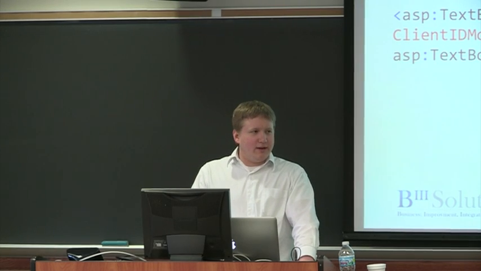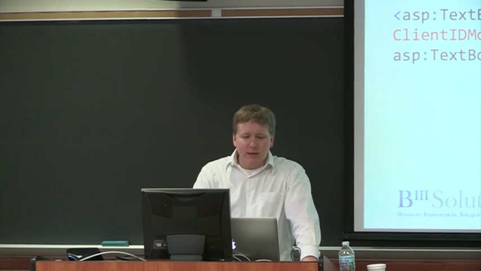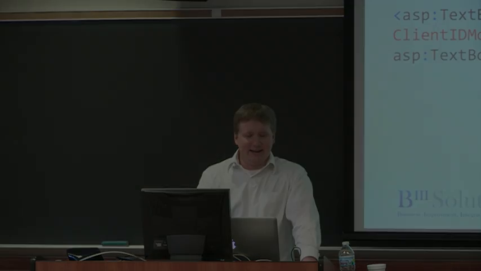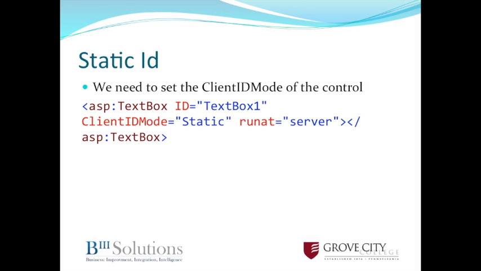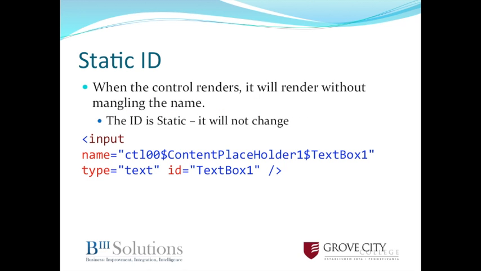So to turn off the name mangling for a control, we set this client ID mode to static. What that means is the ID is not going to change for this control. So our text box will now render a little bit differently. If you notice, when this renders, the name is still mangled, but the ID is now TextBox1. So even though we've turned off name mangling, it's not an across-the-board thing.